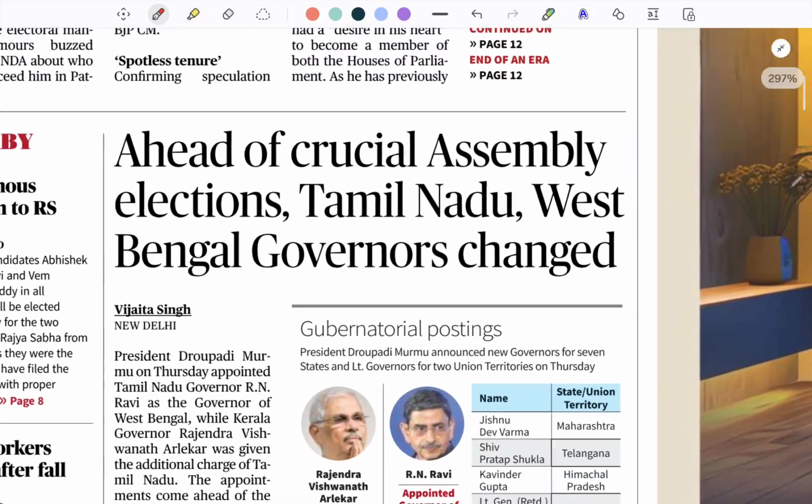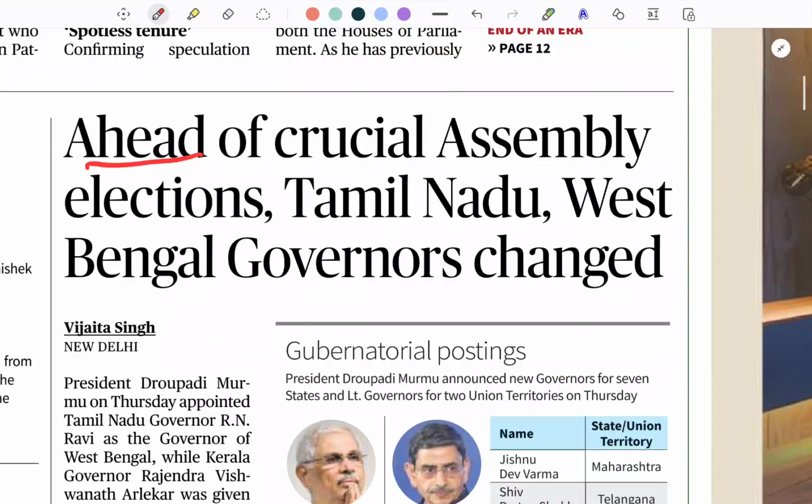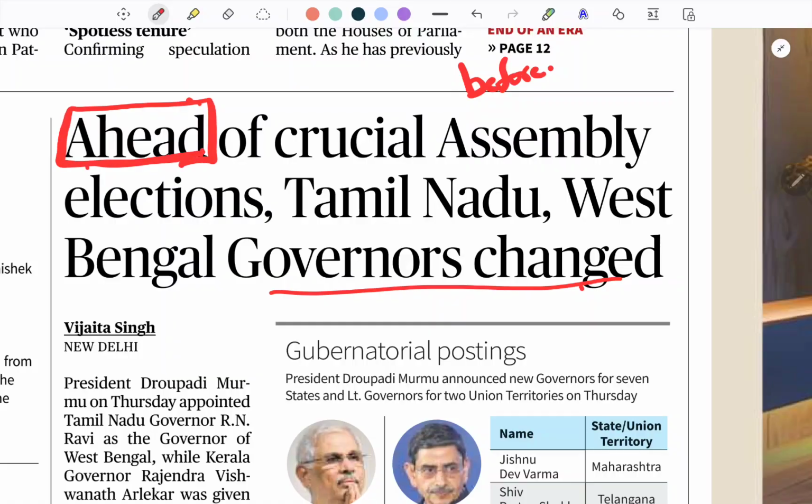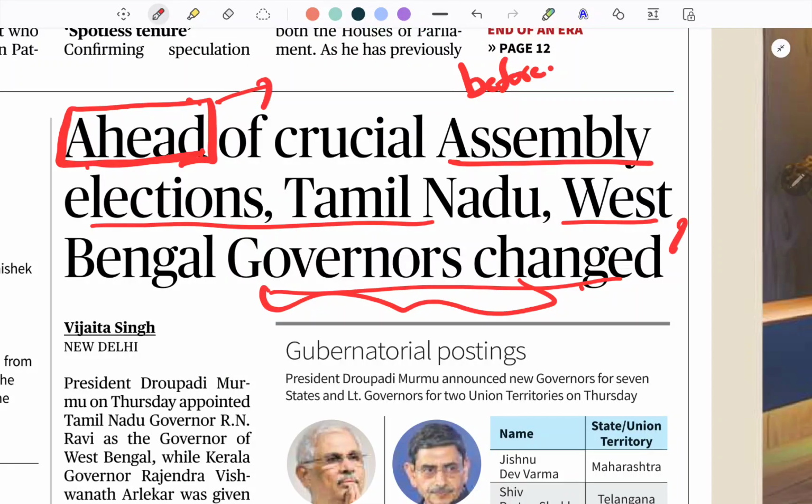Okay, so here: ahead of crucial assembly elections, Tamil Nadu and West Bengal governors changed. When you want to frame the same sentence, you would say before assembly elections the governors have changed. You use the word before normally, but ahead also means before. It is used here because there are assembly elections planned in Tamil Nadu and West Bengal. So we are about to enter the election phase, and before that, the government has changed the governors. So ahead means before something, or before other things that follow. Ahead means before.